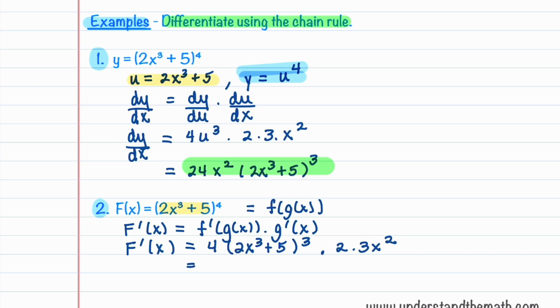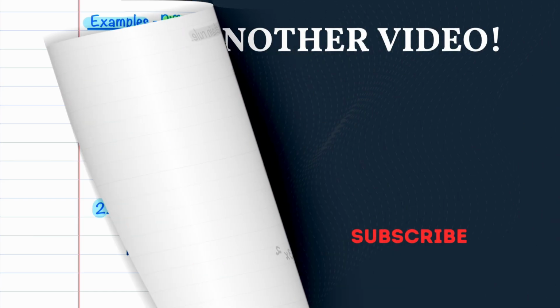Now all we have to do is combine everything. Our constants, we have a 4 times 2 times 3, so that's 8 times 3. That gives us 24. And then we have an x squared, and then a 2x cubed plus 5 raised to the third power. And that's our final answer.